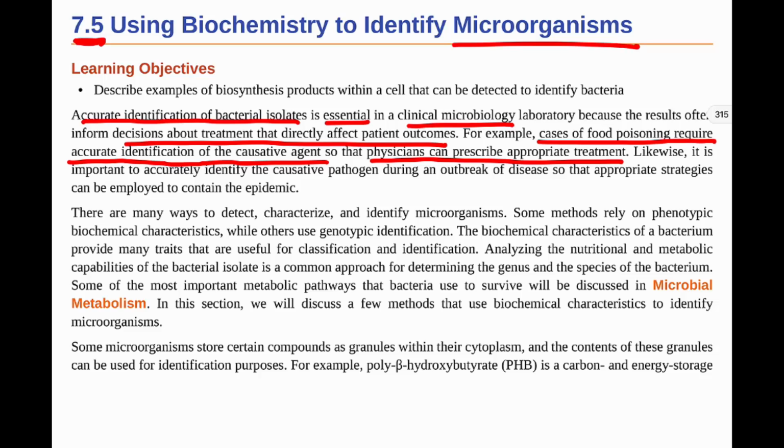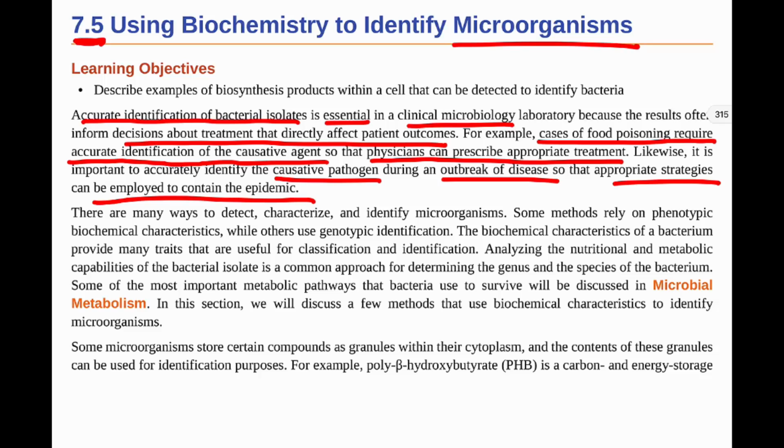So many that when somebody presents with those types of symptoms, it would be important for the physician to go in and make sure that they get the samples required to then send to the laboratory so they can determine the specific causative agent so that they can then give appropriate treatment for that. Likewise, it is important to accurately identify the causative pathogen during an outbreak of disease, so that the appropriate strategies can be employed to contain the epidemic. So if there is an epidemic somewhere, it is very important to figure out which specific pathogen it is so that it can be deterred.